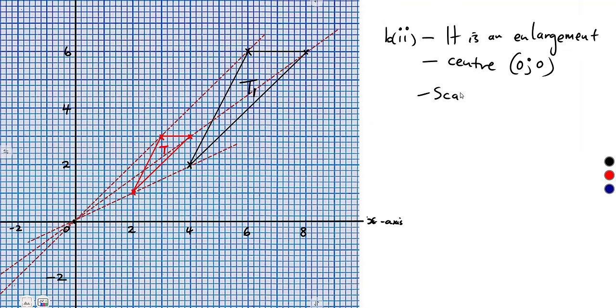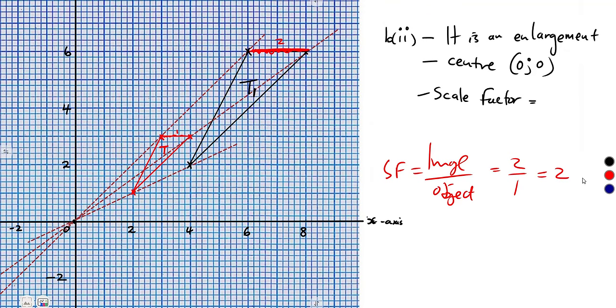Then the scale factor. This is a property of enlargement, where the scale factor is what you consider from the image over the object. We can just work with these horizontal lines. Remember, they correspond. This line here is how many units? 2 units, as we can see the difference here. And this one that corresponds is 1 unit. So that's 2 over 1, which is going to give us 2.